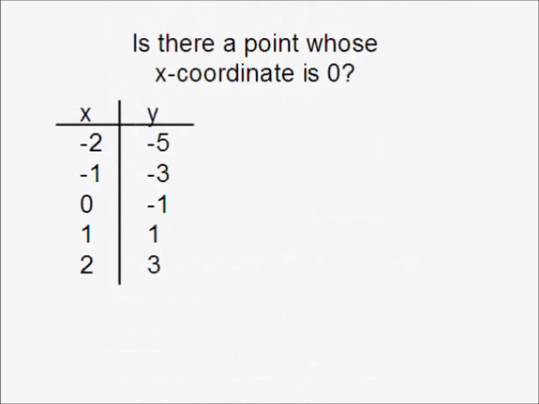Another way to get the y-intercept is to look for a point whose x-coordinate is 0. Any point whose x-coordinate is 0 is going to lie on the y-axis, so its y-coordinate will be our y-intercept.